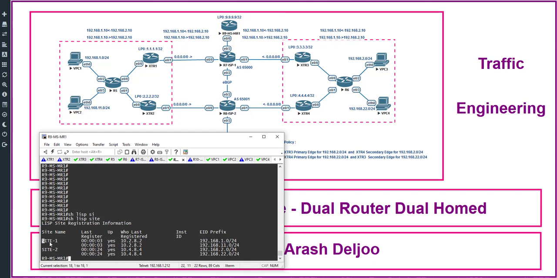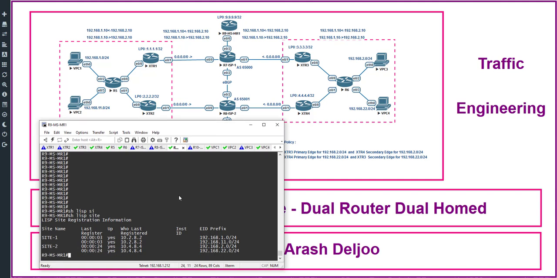About site 1, we have this information, and this means that for 192.168.10.0/24 and 192.168.11.0/24, the last router that registered these two example addresses is router 2. This is the last router. And about site 2, the last router is router 4.